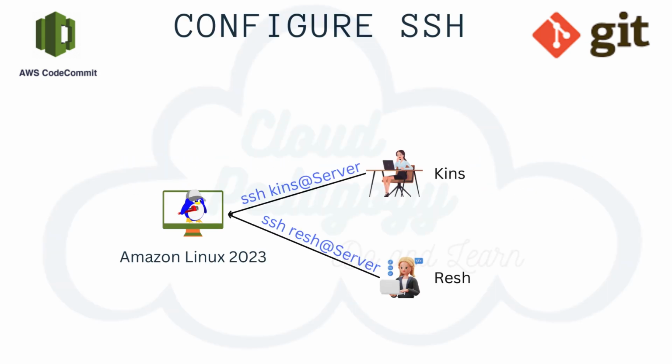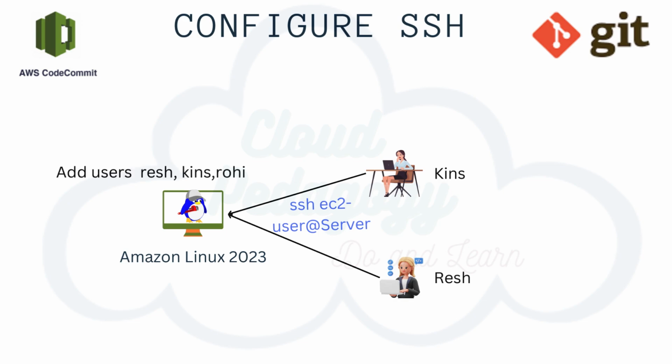Next, we'll see configuring SSH for individual users. So when we SSH into our EC2 instance, we are going to SSH in as some of our users. And to do that, what we need to do is add those users to our EC2 instance. So we SSH into the EC2 instance as the general user, that is ec2-user. And then we can configure other users, for example, our student directory application team users like Resh, Kins and Rohis. So you can configure them inside the EC2 instance and set them up so they can SSH into our server.